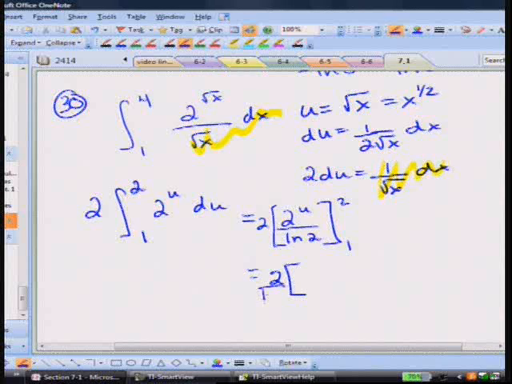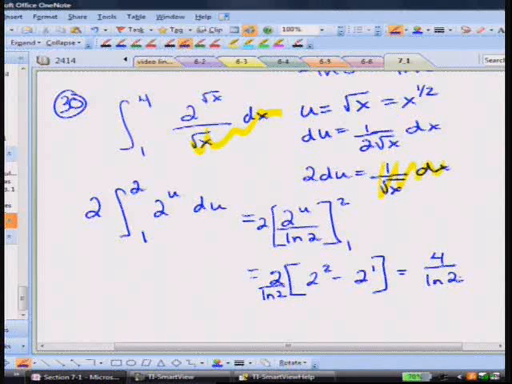All right, so this ln 2 can come out also. So this is 2 over ln 2. When I plug a 2 in here, I'm going to get 2 squared minus 2 to the 1. So this is 2 squared, which is 4, minus 2. So it's 2, so it's 4 over ln 2. That should be your answer. All right?